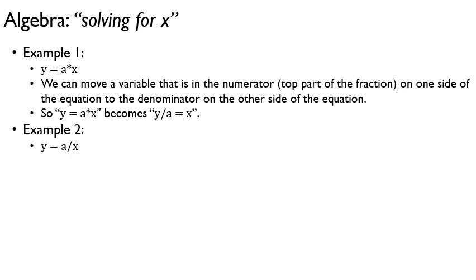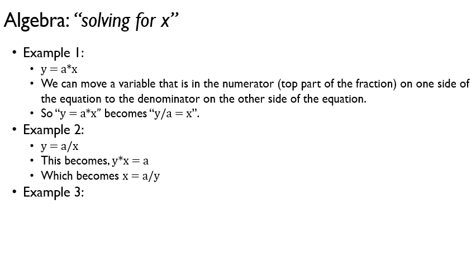What if we start out with y is equal to a over x? Well, again, we can do the same sort of thing. We can move things from the denominator on one side of the equation to the numerator on the other. So we can take our x, we can move it over to this side of the equation. So we now have y times x is equal to a. We still want to solve for x. So what we have to do then is divide y over, move y over to the other side, move it to the denominator, and we have x is equal to a over y. And then you've solved for x.